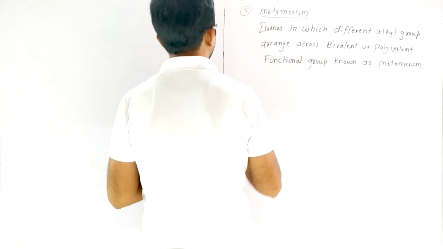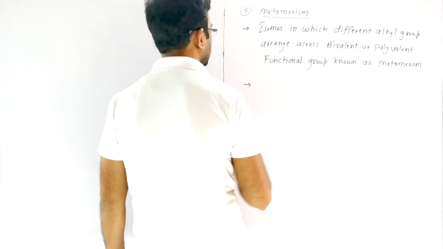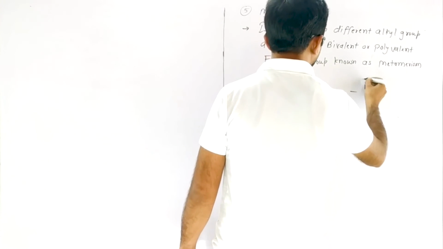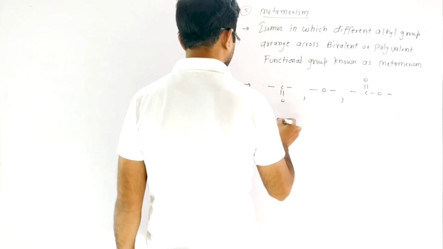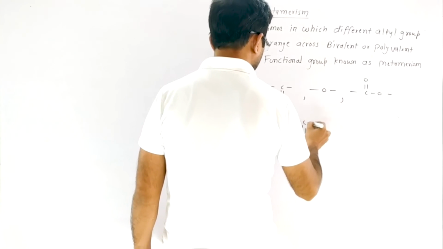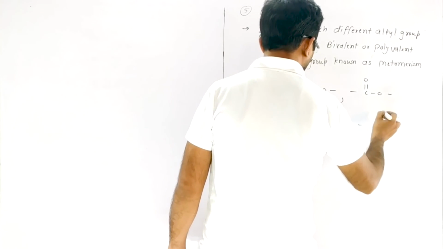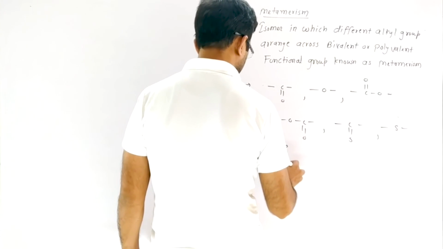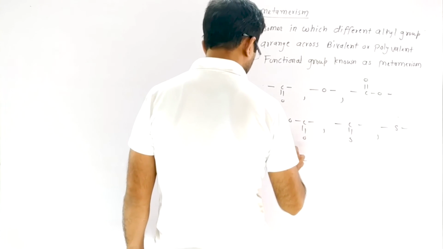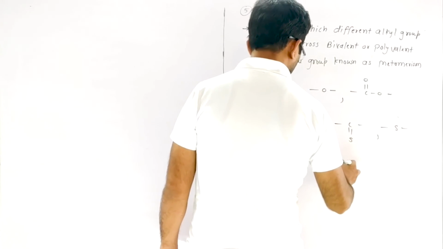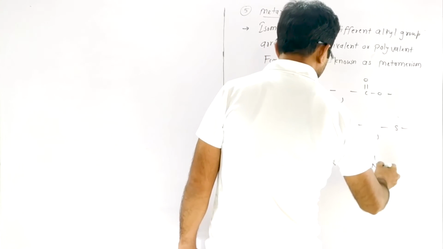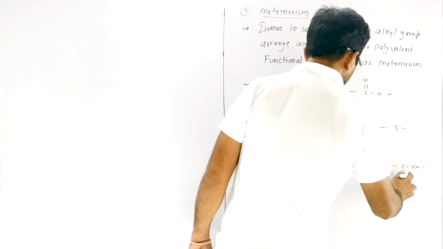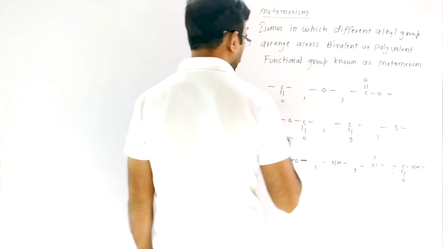So first we discuss functional groups which have bivalency or polyvalency, like ketone, ether, ester, anhydride, thioketone, thioether, sulfonic acid ester, 2-degree amine, 3-degree amine, and amide. So these are some functional groups which have bivalency or polyvalency.